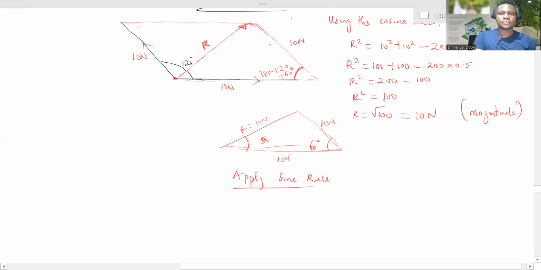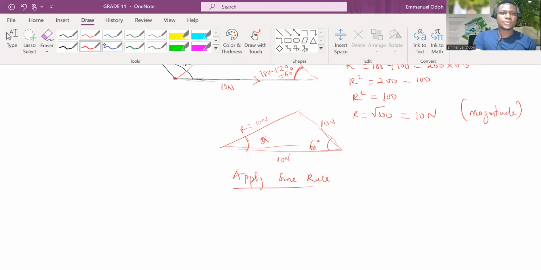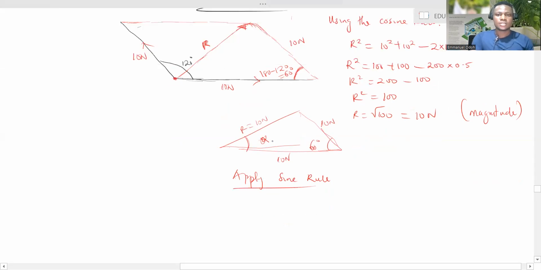Using the sine rule helps us to get the side or angle of a scalene triangle or a triangle when we know maybe two sides and an included angle. So let's see, we have to calculate the vector. So we have this and this and this. And so we can use these two sides.